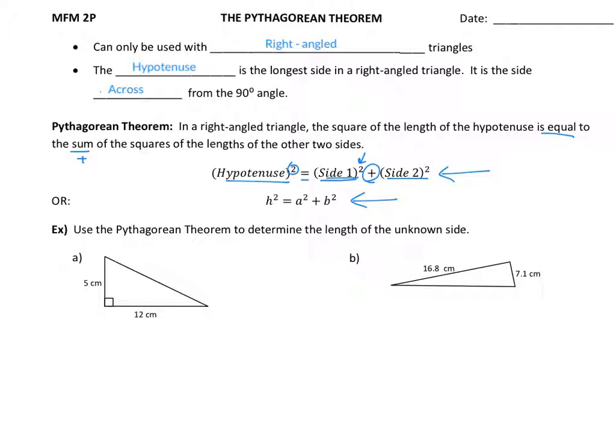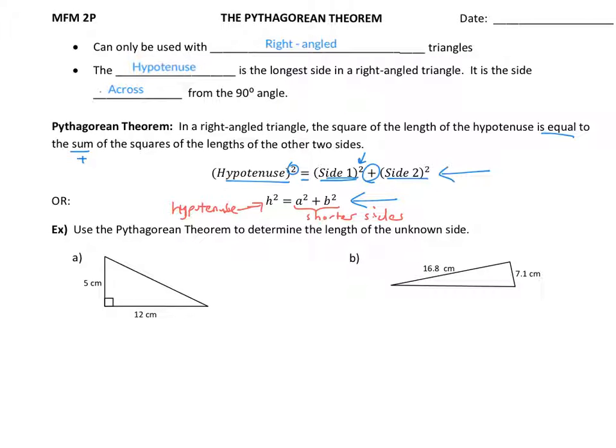Your a and your b are your two short sides. So the a and the b are the shorter sides, and your h is always the hypotenuse. The longest side goes by itself. So that's the hypotenuse there. It takes the two shorter sides put together to make up the square of the hypotenuse.